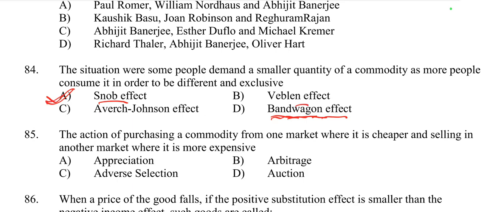Veblen effect means we use luxurious goods. When the price of the good rises, we demand more of that product, like luxurious items, iPhone, etc. It is called the Veblen effect. And bandwagon means when all are using a product, we use that product, where people consume more as others consume more. So the right answer for question number 84 is the snob effect.